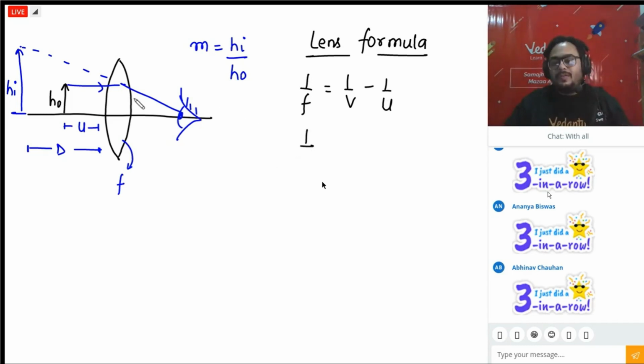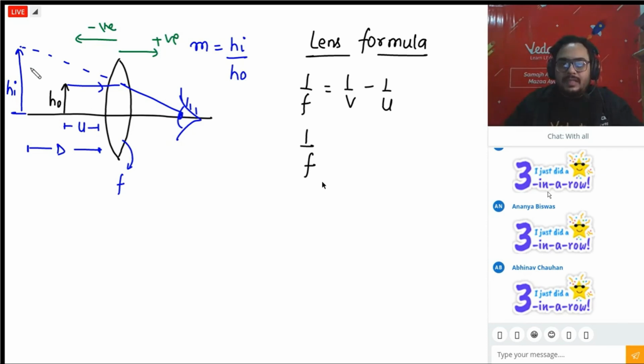Now this is a convex lens. Just tell me, is the focal length for a convex lens positive or negative? Positive. Okay. Now rays are going in the rightward direction, so this direction is positive and this direction is negative. This we have seen many times.